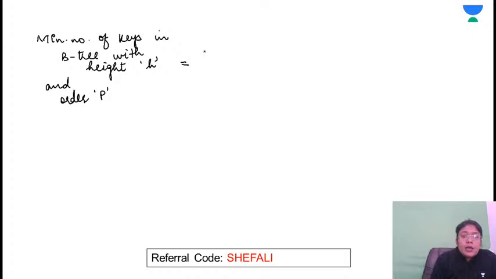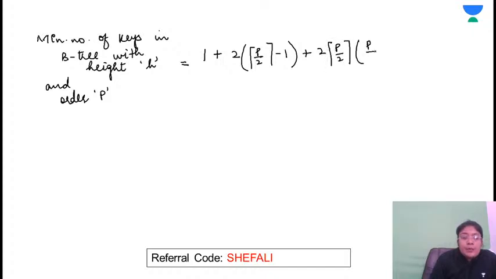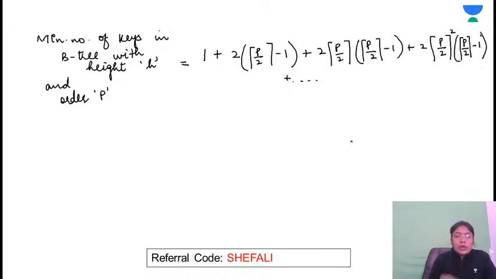Just take the sum of that. So it's 1 plus 2(p/2 minus 1) plus 2(p/2)(p/2 minus 1) plus 2(p/2)^2(p/2 minus 1) and so on with the height h. Again that comes out to be a GP series, and just solve that GP series.